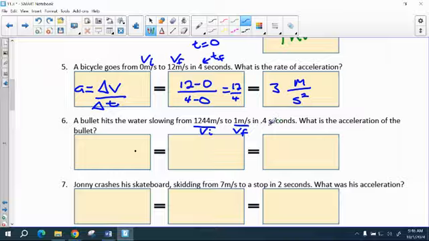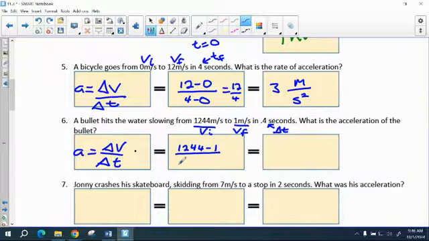That's the final velocity. And then we'll just call this delta t because the initial time is always going to be 0. This minus 0 will just be this. So that's delta t. What's the acceleration? Well, the acceleration is equal to delta v all over delta t. So I'm going to have 1244 minus 1 all over 0.4. And this will be meters per second, and this will be seconds.